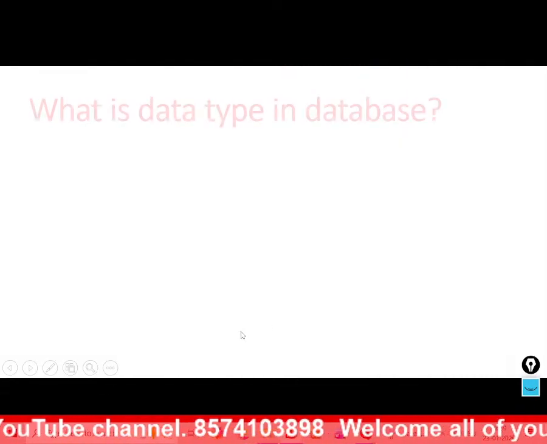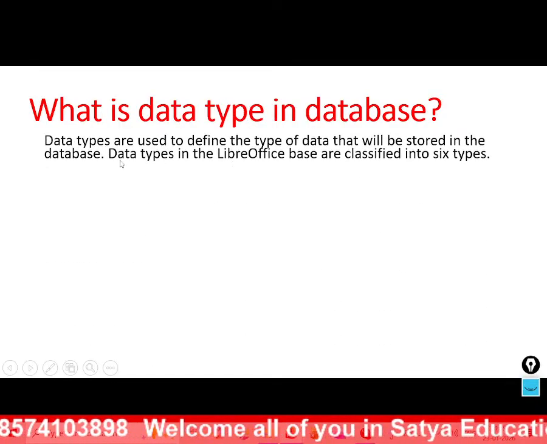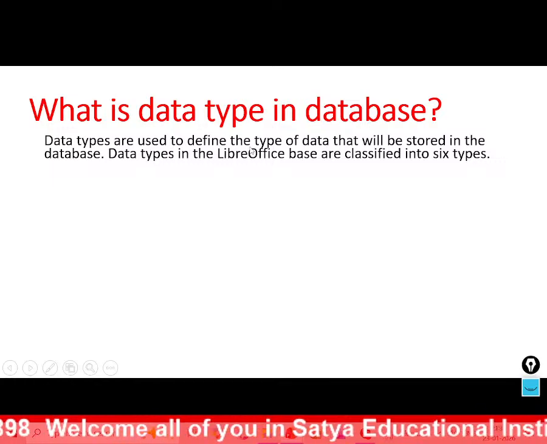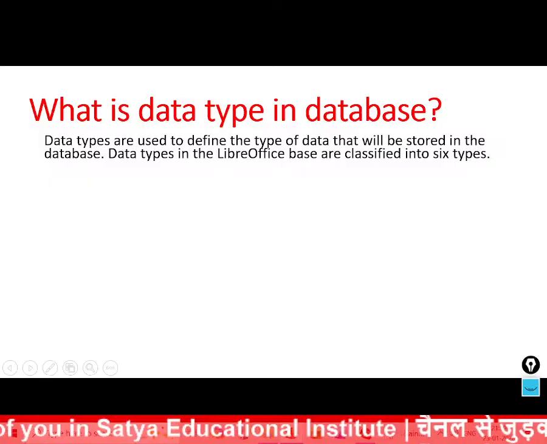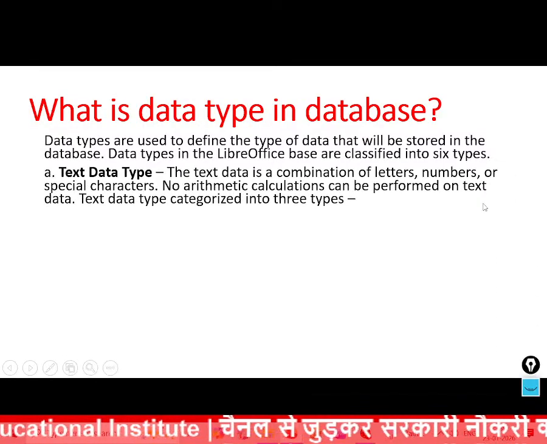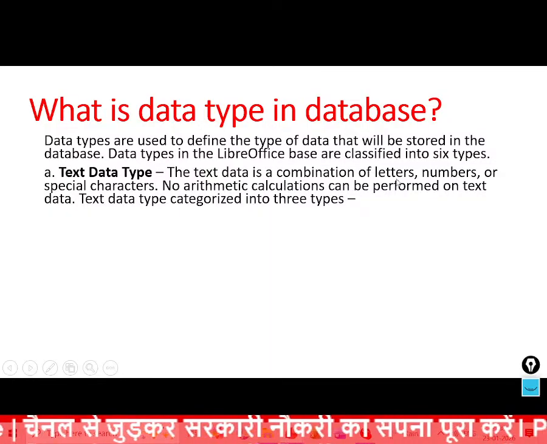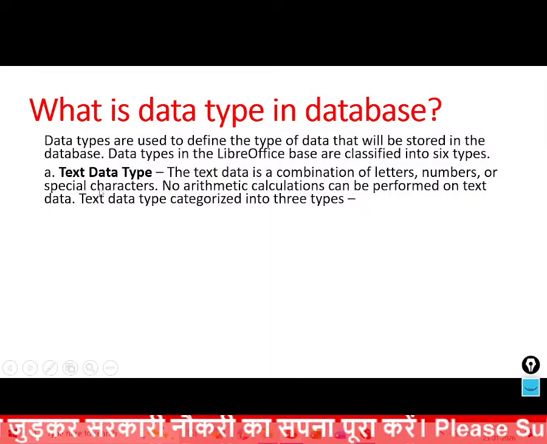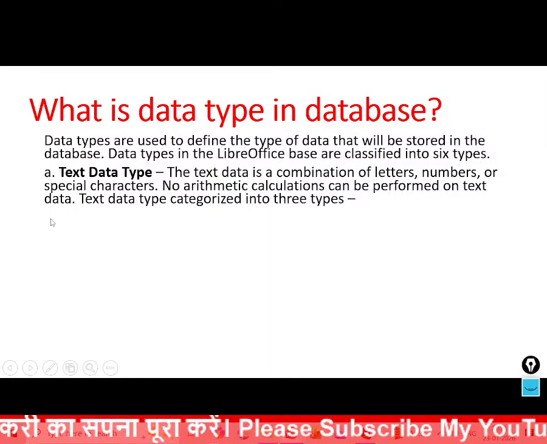Now, next question is, what is data type in database? Data types are used to define the type of data that will be stored in the database. Data types in LibreOffice Base are classified into 6 types. Number 1, text data type. The text data is a combination of letters, numbers, or special characters. No arithmetic calculation can be performed on text data.